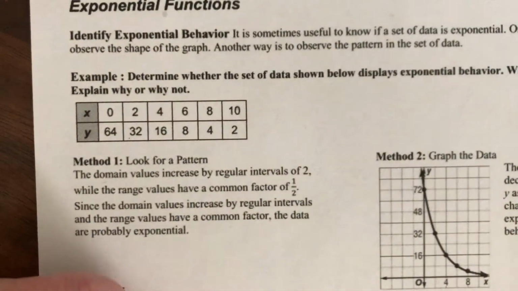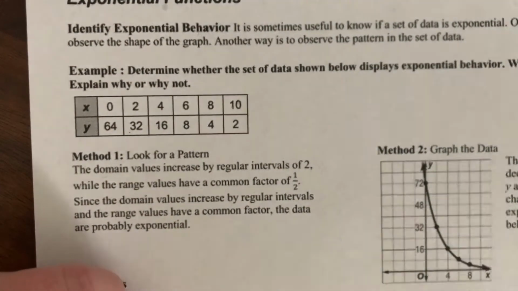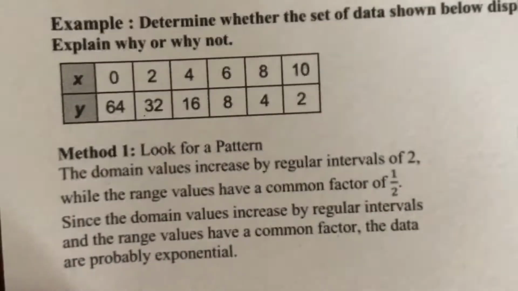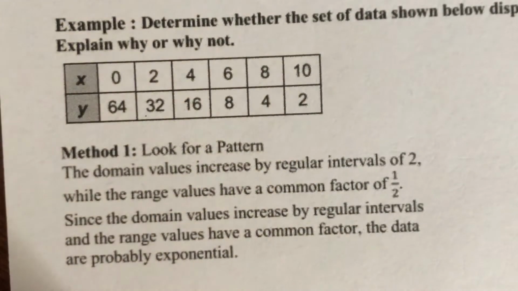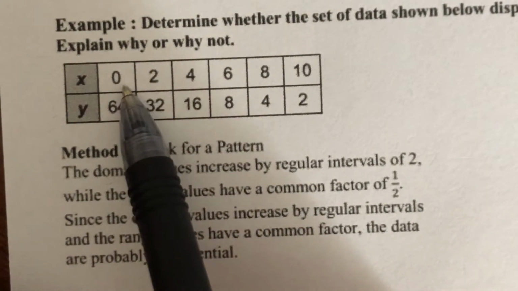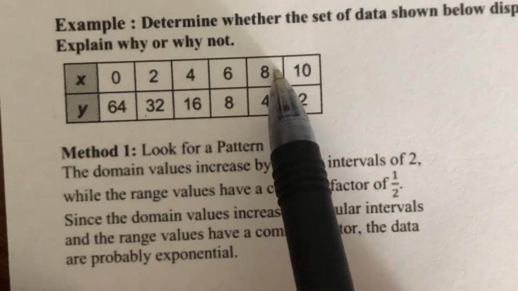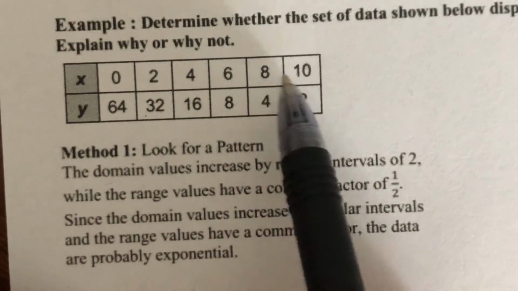How can we tell if all we're looking at is a table, a set of data? Let me zoom in a little bit. All right, so look at our graph here. X is going to go up by a set amount, right? We're going to be adding x over and over. We're not multiplying x. So x here is going up by 2's, right? To get from one x to the next, I'm adding 2's.